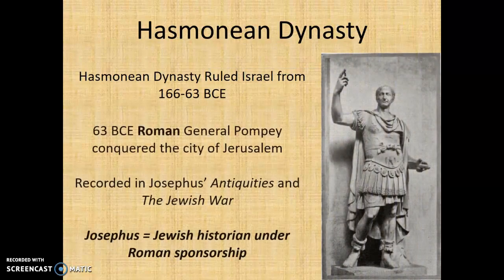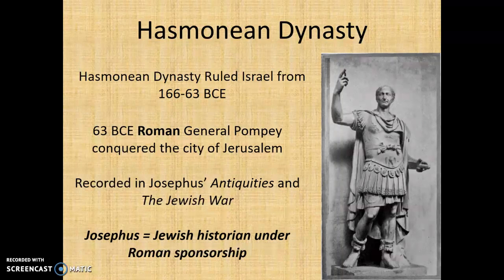So the Hasmonean dynasty is the name of the ruling group that ruled Israel from 166 to 63 BCE, and this was one of the only times that the Jews ruled themselves. Jewish people were actually ruling in Israel, which didn't happen very often. And it didn't happen very long because the Roman general Pompey comes in 63 BCE and conquers the city of Jerusalem.